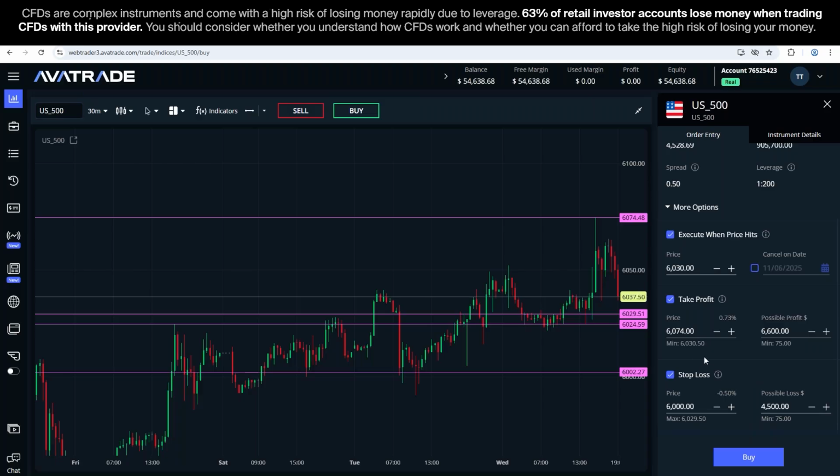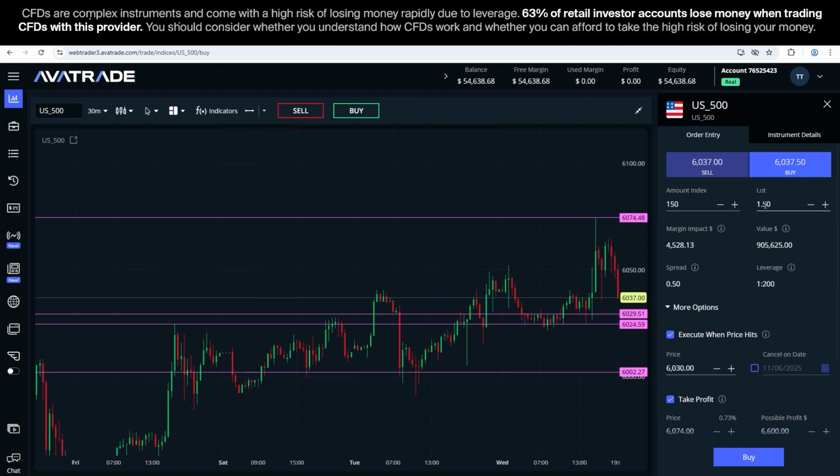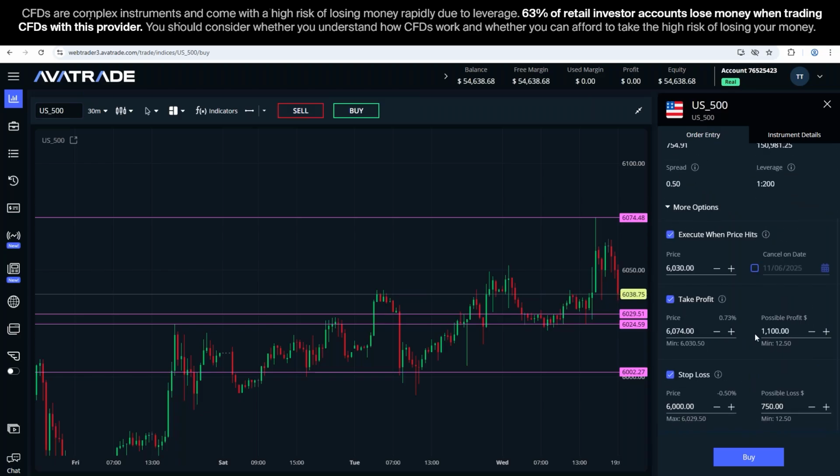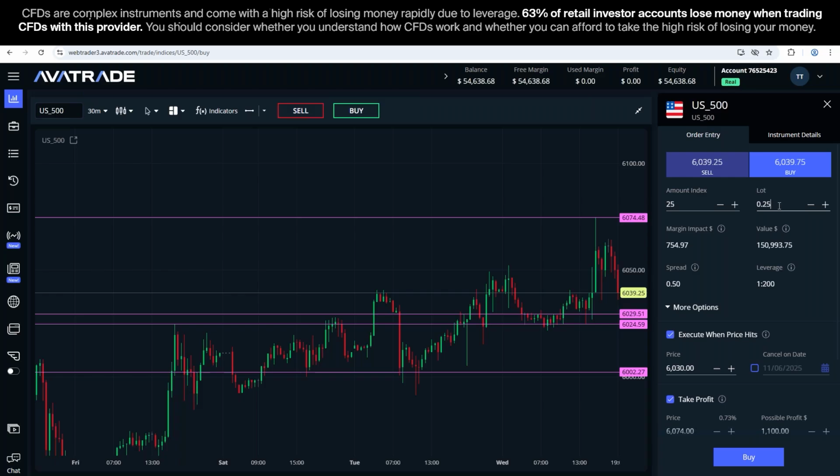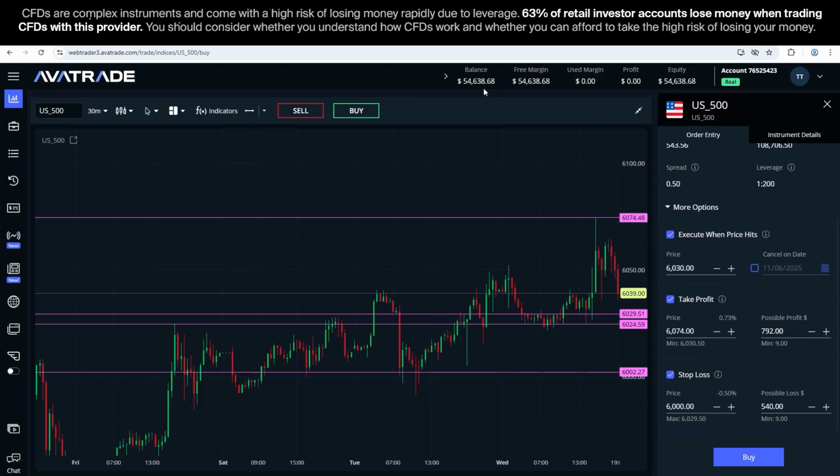Okay, and so if that's where I would want to enter, now I just need to adjust my trade size to be the amount of risk that I'm comfortable with. So if I go to quarter of a lot, let's say, now I'm risking 750 to make 1,100. Maybe I only want to risk, say, 500. So I'm adjusting my trade size, and I see that's 450, so 0.18. And now I'm risking 540, which is about 1% of my balance. Maybe I'm comfortable with 540, which is just under 1% of my balance.